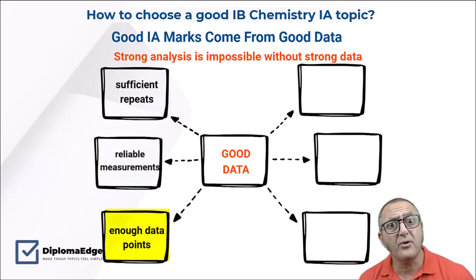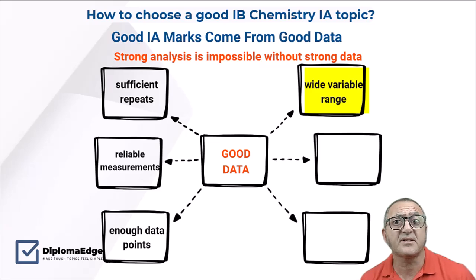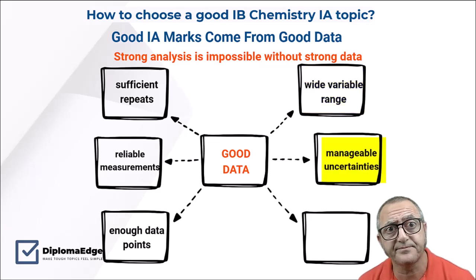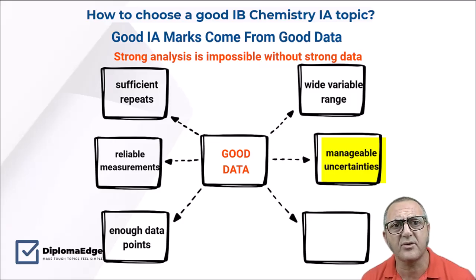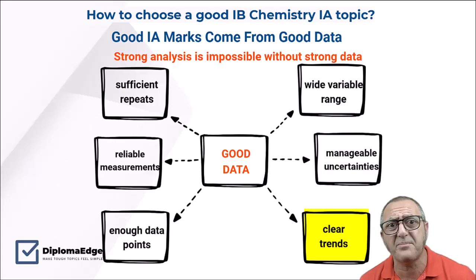You need to have enough data points. So the variable range, your independent variable, has to have enough intervals. We are aiming for a minimum of 5, but you can go for more than 5. And the uncertainties, as we said before, have to be manageable. Have to be uncertainties that allow you for an analysis and a good conclusion. And then finally, when you do the investigation, you need to be able to see good trends or good patterns that you can identify, because if you don't get any patterns or any trends, suddenly the analysis is not going to be very good.